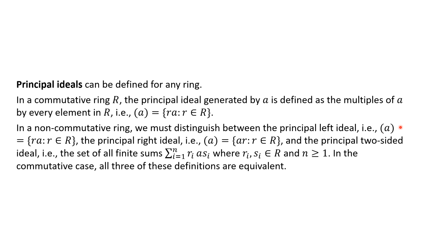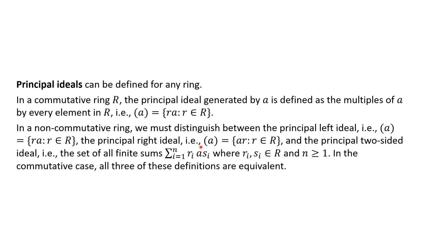If we want a left ideal, then we define it as this set here, basically all the multiples from the ring on the left of A. And if we want a right ideal, then it's all of the multiples of A multiplied by different elements from R on the right. And then in the two-sided case, it's all the sums of this form here, where you have R and S elements from R, and A is in the middle here.